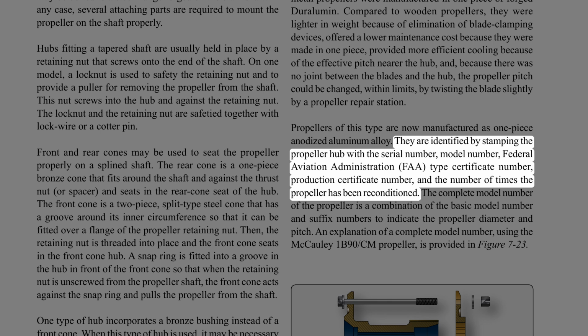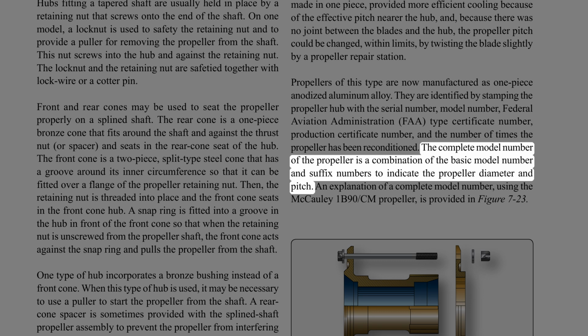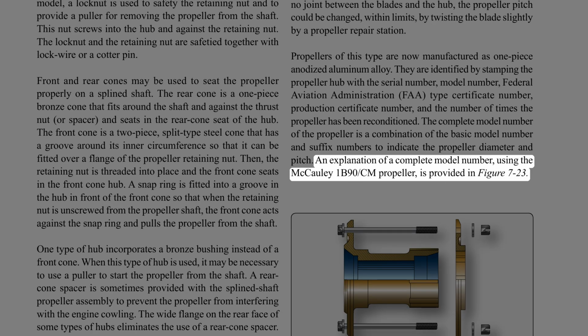They are identified by stamping the propeller hub with the serial number, model number, Federal Aviation Administration (FAA) type certificate number, production certificate number, and the number of times the propeller has been reconditioned. The complete model number of the propeller is a combination of the basic model number and suffix numbers to indicate the propeller diameter and pitch. An explanation of a complete model number, using the Macauley 1B90 CM propeller, is provided in Figure 7-23.